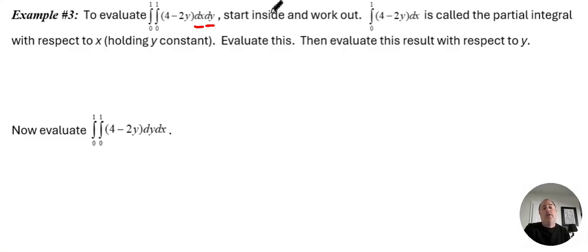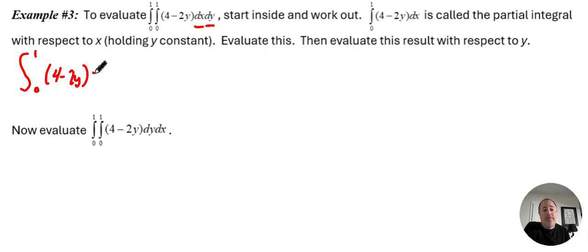So as you can see, we're going to start inside and work our way out. So the very first thing we're going to do is integrate 4 minus 2y, but we're going to do that with respect to x. Since we're taking the antiderivative with respect to x, this actually is just a constant. So the first thing you're going to do is write 0 to 1, and then you're going to integrate this.